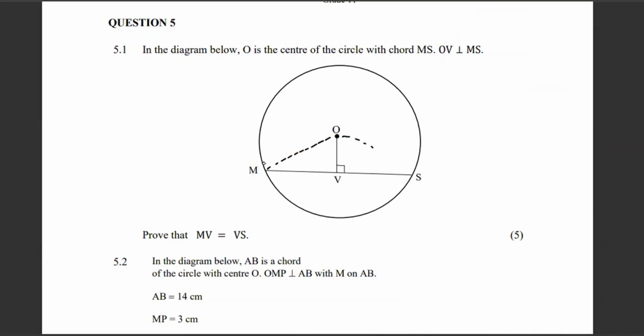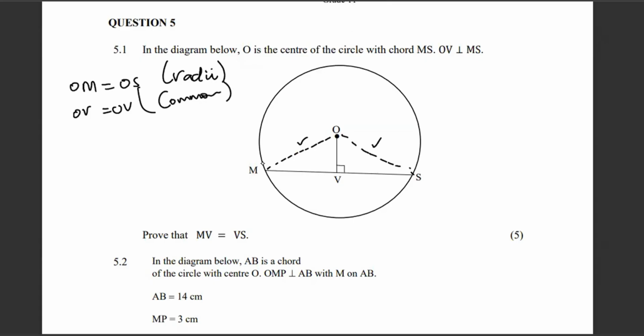Construction, and then construction. So you construct so that you have the triangles. Now, the aim of the construction is just for you to prove that these two triangles are congruent. So start by telling us that OM is the same as OS. Reason: radii of the same circle. So we have this and that. Then we have OV being the same as OV. This is common to both triangles.